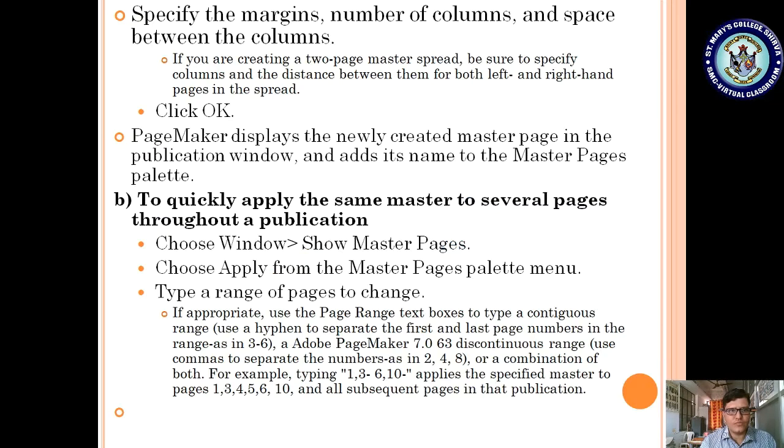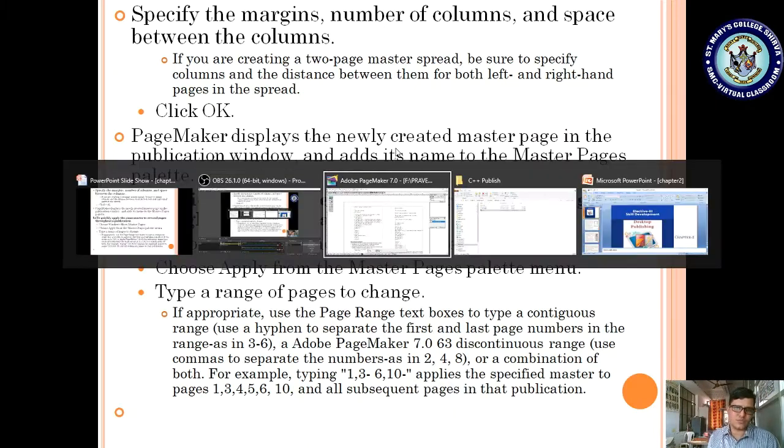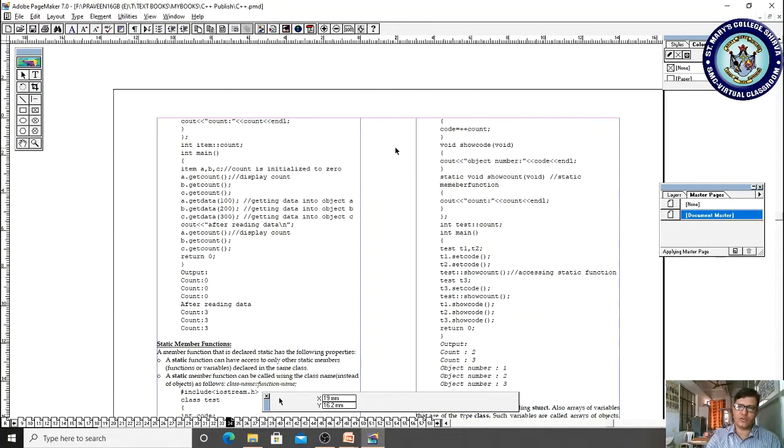Now we will learn that if you are creating a two-page master spread, be sure to specify columns and the distance between them for both left and right hand pages in the spread. So if you are specifying the two columns, or a two-page master spread, then we have already specified the left and right hand pages in the spread. Afterwards, we have to click the OK button after specifying all this information.